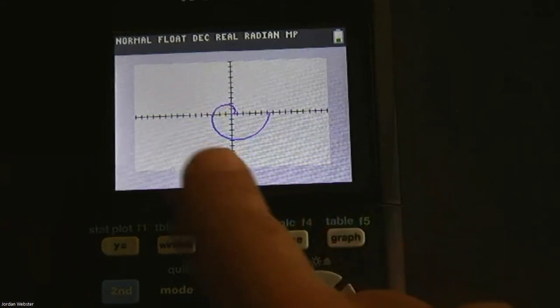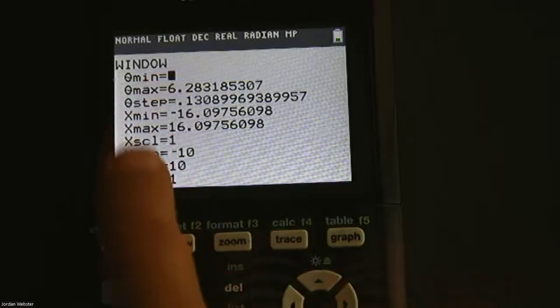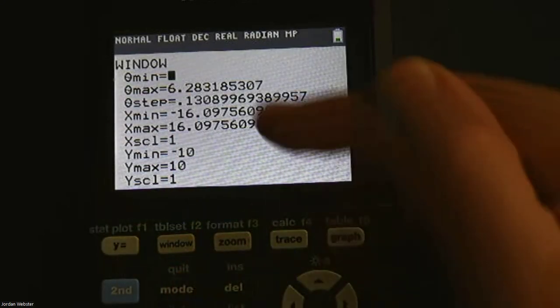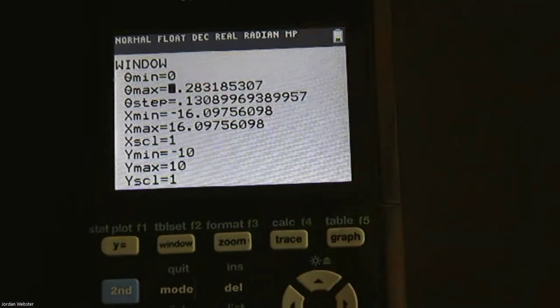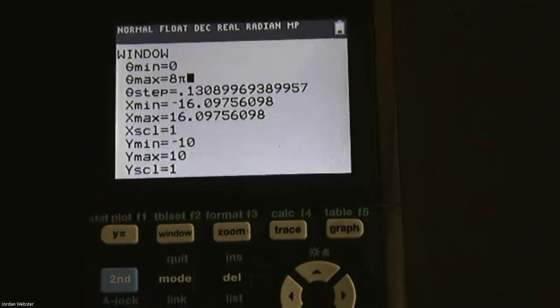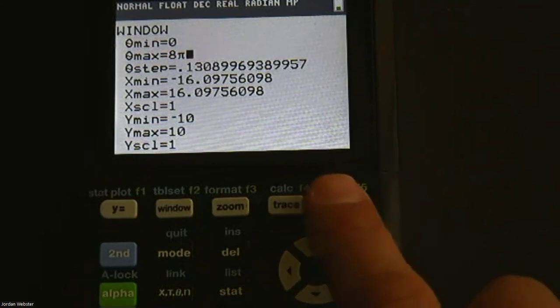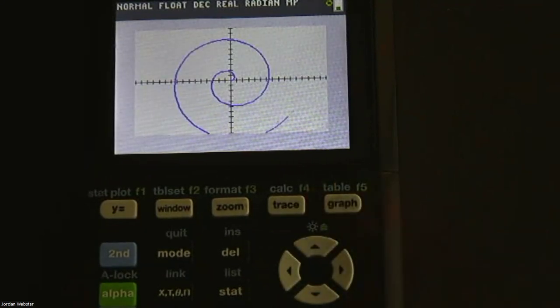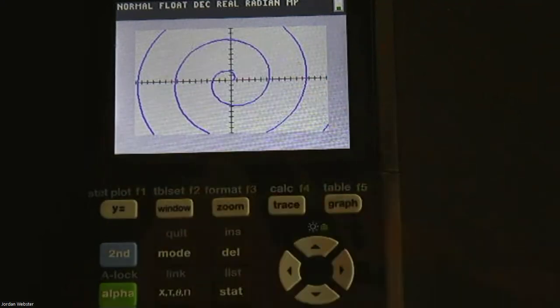Here, I only see one loop of a spiral. That's because when I hit my window, the standard zoom goes from 0 to 2 pi. If I want to go from 0 to, let's say, 8 pi, then I can just type in the theta min, theta max, and then graph. And sure enough, we'll get a couple more spirals if we do that. So again, that's that Archimedean spiral that we graphed.